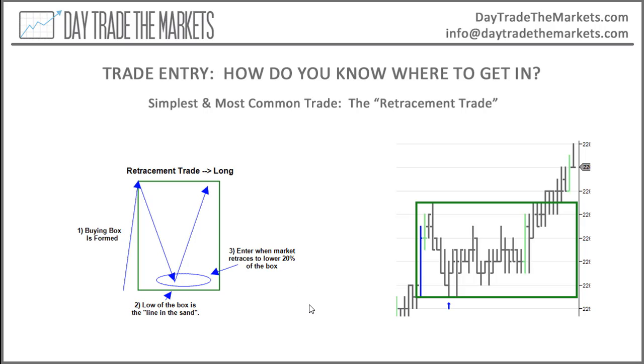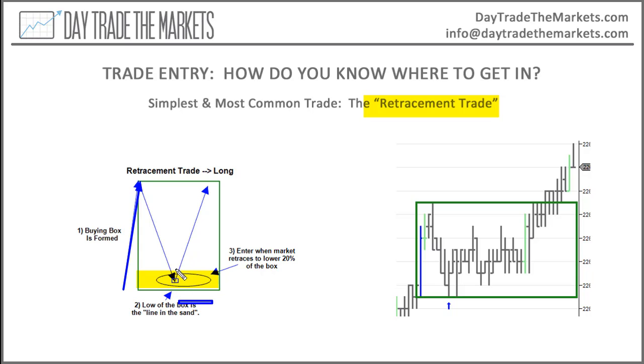Now, to start out, let's talk about really the simplest, most common trade, which I call the retracement trade. The idea here is that we have, in this case, a buying box. We know that there was some strong or extreme buying that began this box. Therefore, we know that the low of the box should offer us support. So getting in the lower 15-20% of that box offers us really good trade location with low risk. In other words, our stop is going to be a few ticks below the low of the box.